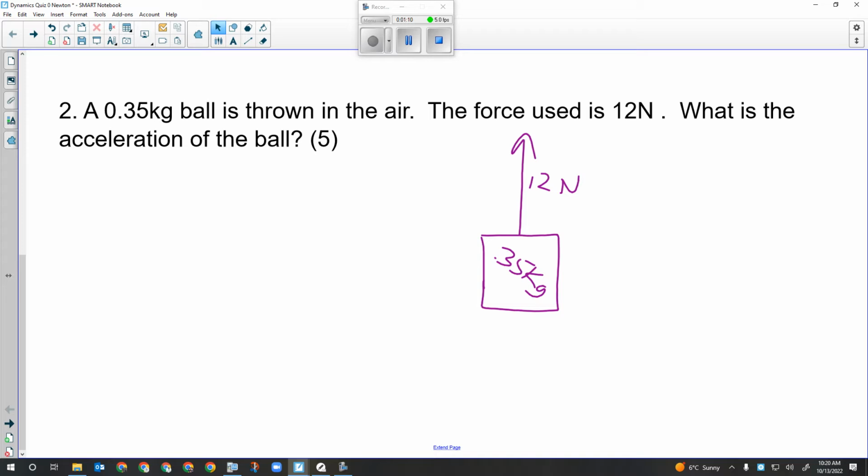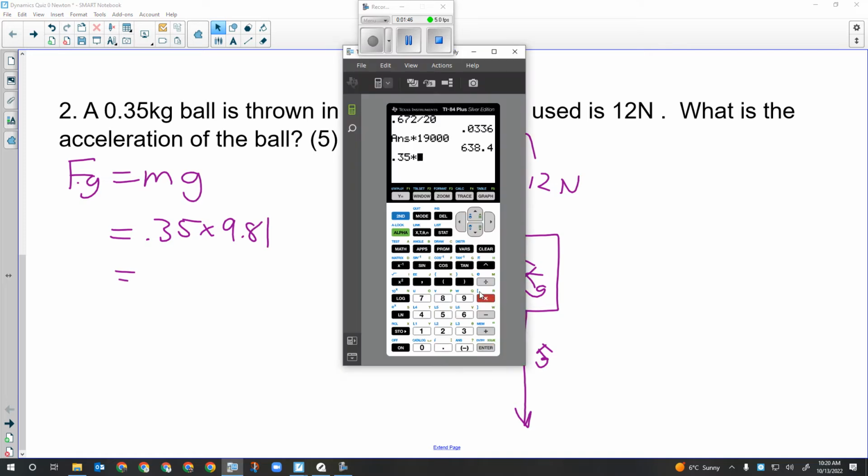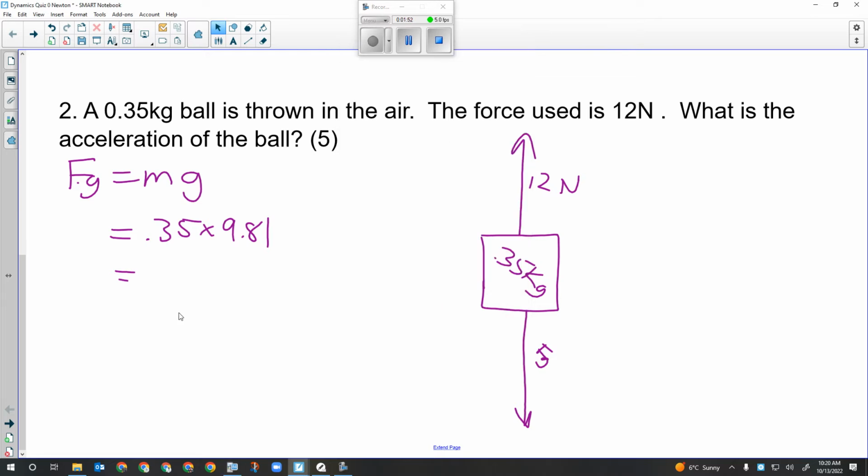What we have to remember is that there is also a force of gravity that is acting down. Now, we calculate the force of gravity by taking mass and multiplying by 9.81, or whatever we're told little g is in that situation. Most of the time it's going to be 9.81. So in this case, I'm going to take 0.35 and multiply by 9.81. All right, so I've got a force of 3.43 downwards.